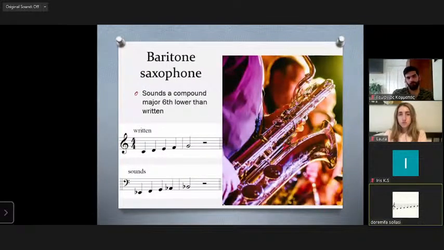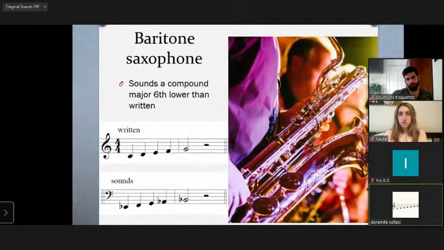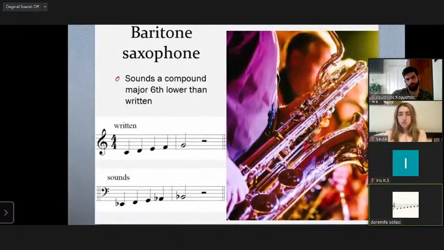Now, this is a baritone saxophone. Here in the picture, you can see that it is a big instrument, it is curved, and it has all these bends here. It sounds a compound major sixth lower than written. So remember that the baritone saxophone is in E flat. It is like the alto saxophone, but you have to add one octave lower. So it is a compound major sixth.